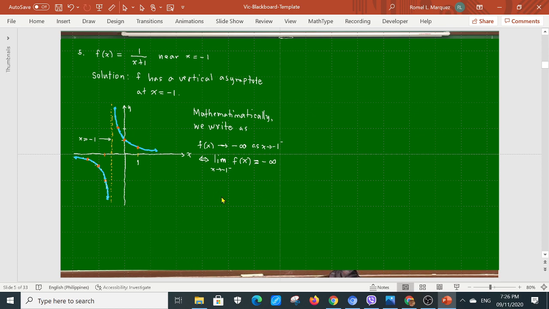It sounds good in English, no? Unlike saying the limit of f of x does not exist, which doesn't sound as good.